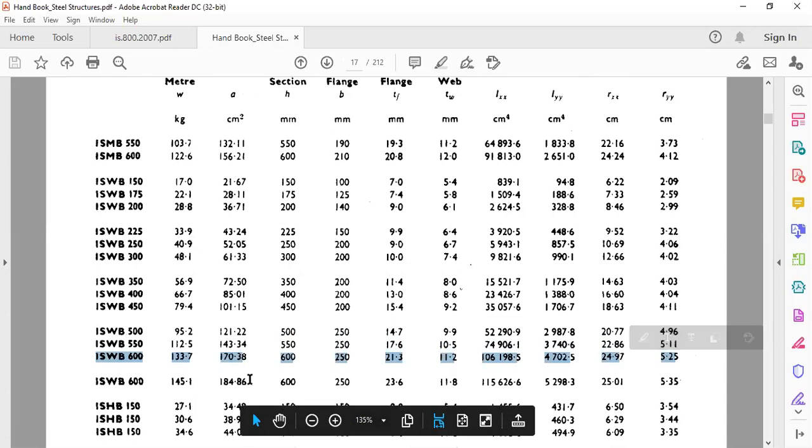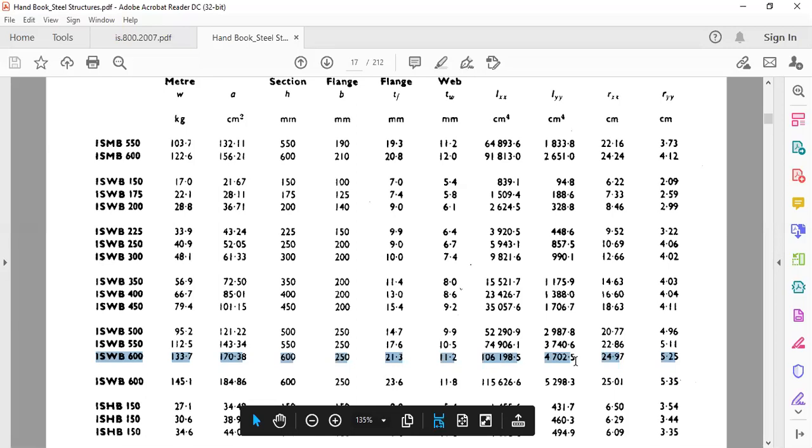So its area is centimeter square. Okay, now we have to write it in mm square. So 17,038 mm squared, and height is equal to 600 mm, so it is satisfied. Breadth of flange is 250 mm, then thickness of flange is 21.3 mm, then thickness of web is 11.2 mm, then IXX and IYY values they have given.